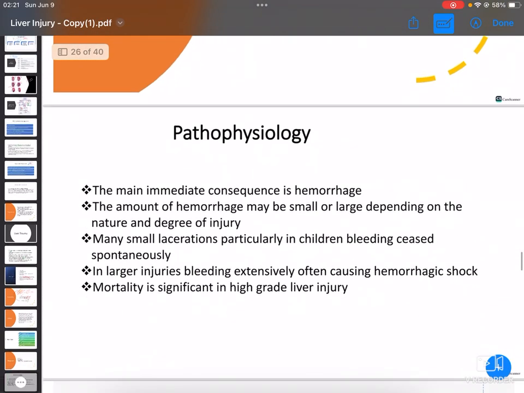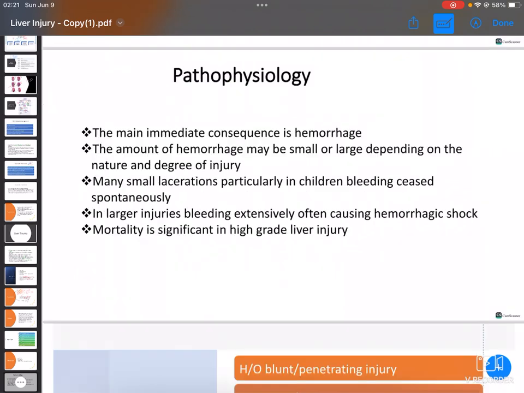Pathophysiology. The main immediate consequence is hemorrhage. The amount of hemorrhage may be small or large depending on the nature and degree of injury. Many small lacerations, particularly in children, stop bleeding spontaneously.